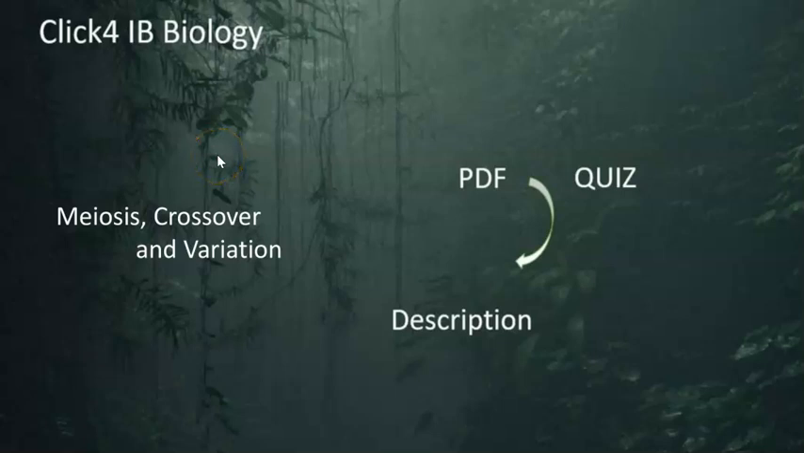We're studying genetics, and in this part of the course, what we're looking at is the type of cell division called meiosis, the phenomenon called crossover, and how it adds to the genetic variation in a population.